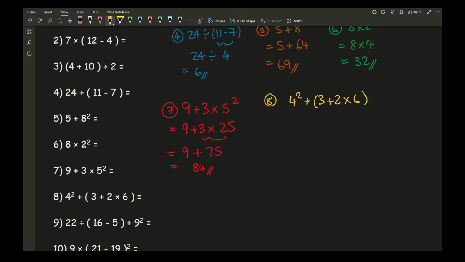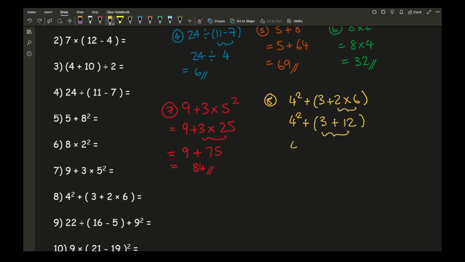So again, I've got a bracket, but I've got a couple of calculations in the bracket, so I need to do the times first. So every time you've got a bracket, you always want to reset your BIDMAS, because you can have brackets within brackets, which we'll move on to in the latter questions. So here I'm going to do the workings. I've got 4 squared plus, and then I've got 3 plus 12. Then I'm going to complete the brackets.